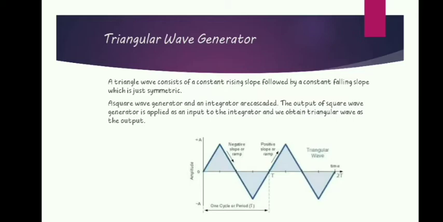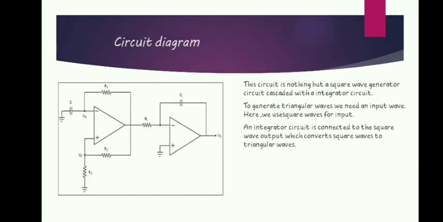So, if we consider the diagram of a triangular wave generator, it will contain only two blocks, a square wave generator and an integrator. These are cascaded in order to form a triangular wave generator. Now we'll see about the circuit diagram for a triangular wave generator.